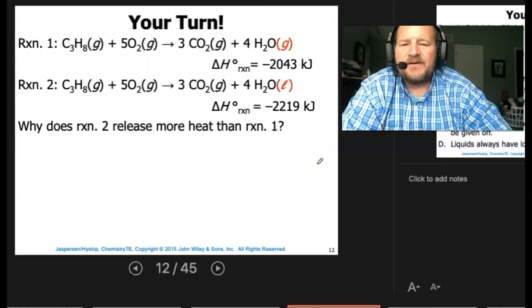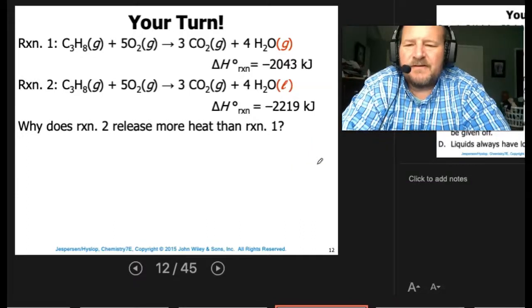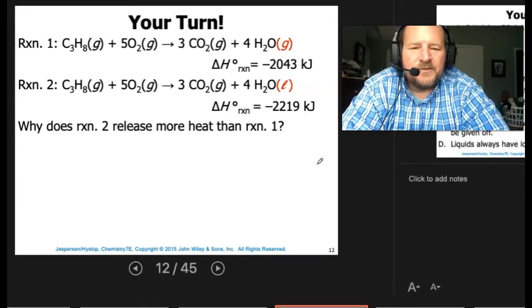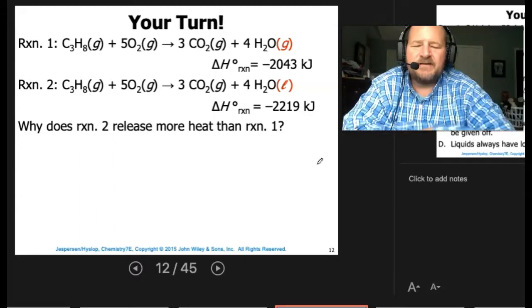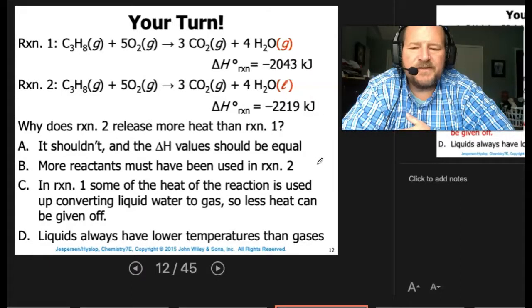All right. Reaction 1, propane gas mixing with oxygen gas, forming CO2 gas and water as a gas, negative 2043. If the water is a liquid, then it's 2219. Why does reaction 2 release more heat than reaction 1? Give you a few moments here to read those. So pause it if you need to.